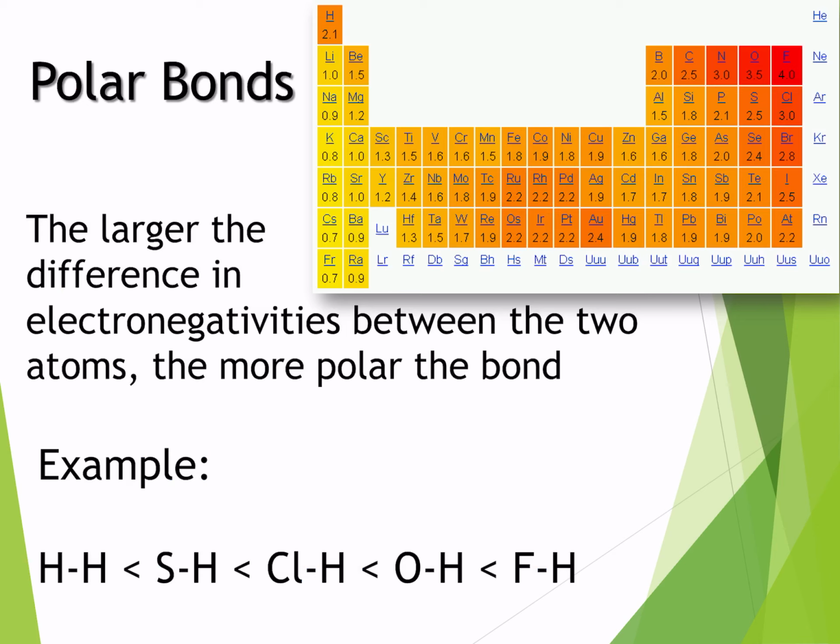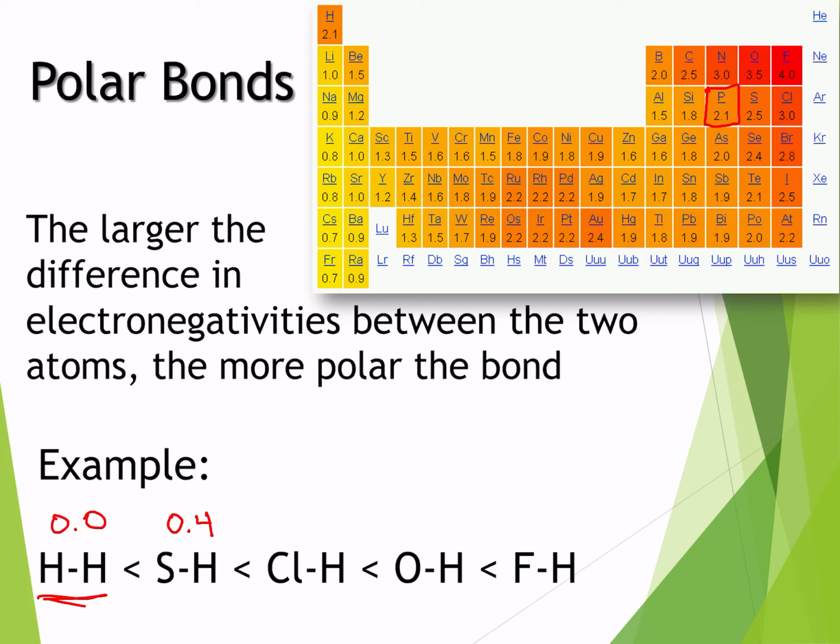If we were trying to determine which of these bonds was the most polar, we would look at the difference in electronegativities. If we have two of the same atom, that's going to be very nonpolar. Those electrons are going to sit directly between the two hydrogen atoms. Hydrogen to sulfur, we have 2.1 to 2.5. This is a 0.4 difference in electronegativities, and obviously that's greater than 0.0, so this is slightly polar. We would classify it as a polar bond, but it's very, very slightly polar.